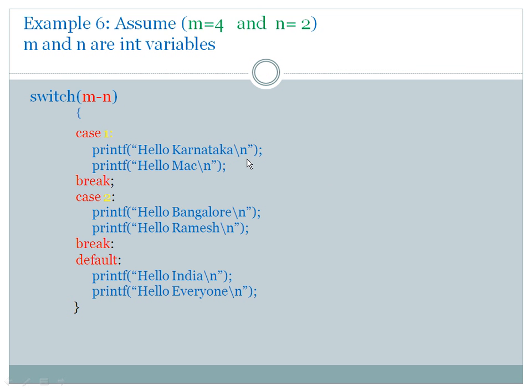So we'll see example 6. In this case, we'll assume m is equal to 4 and n is equal to 2, and m and n are int variables. So m minus n evaluates to 2. So case 2 matches. Once case 2 matches, hello Bangalore, hello Ramesh will be printed. After that, it comes to the break statement and comes out of the switch structure.